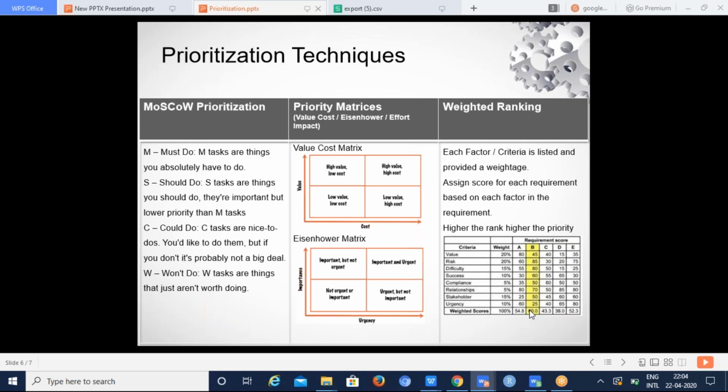Right. So we have an element called negotiation. We have to negotiate. We have to have data points.